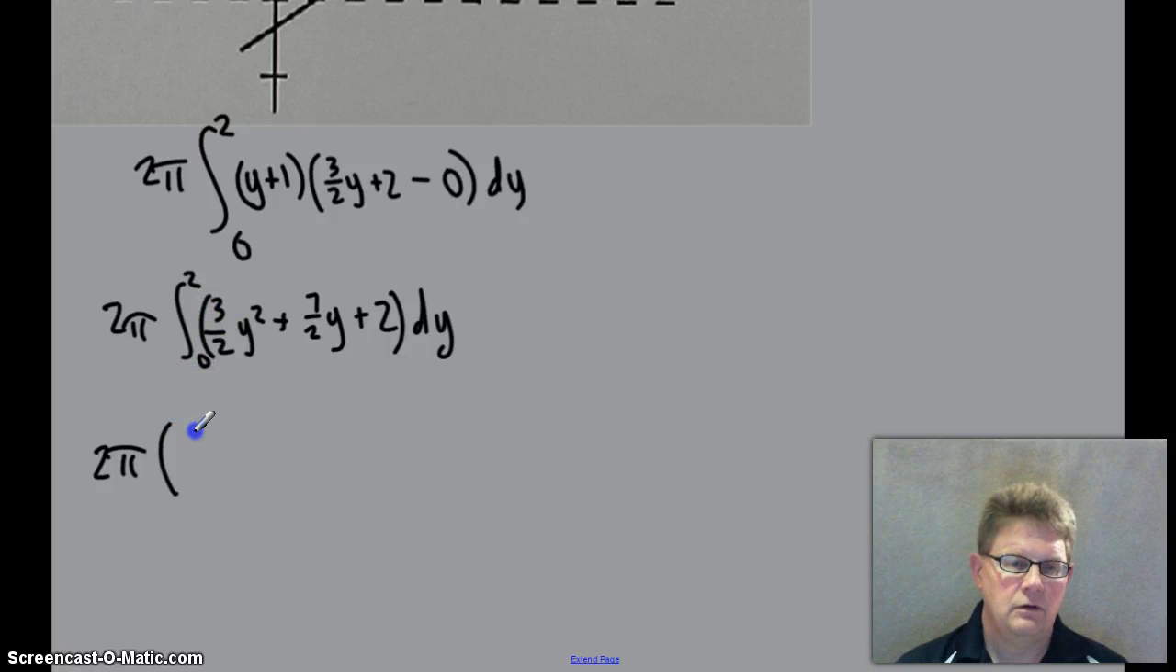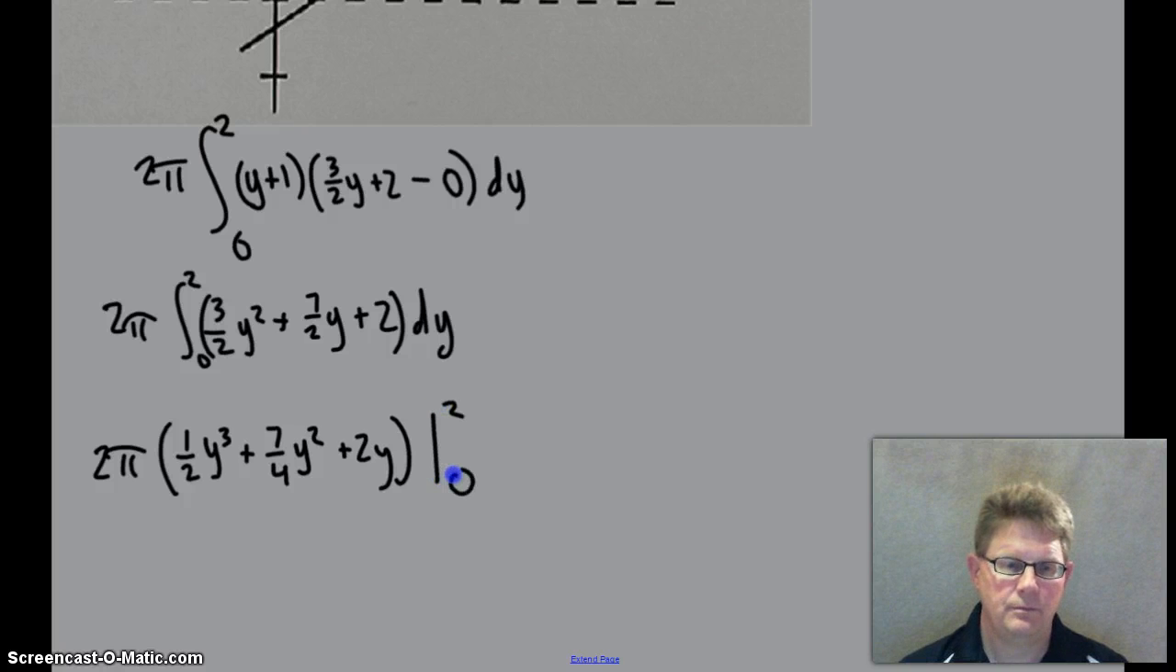Alright, let's see here. That would be 1/2 y cubed plus 7/4 y squared plus 2y evaluated at 2 and 0. And when you go ahead and evaluate that, substitute in and subtract and everything, you end up with 30 pi units cubed.